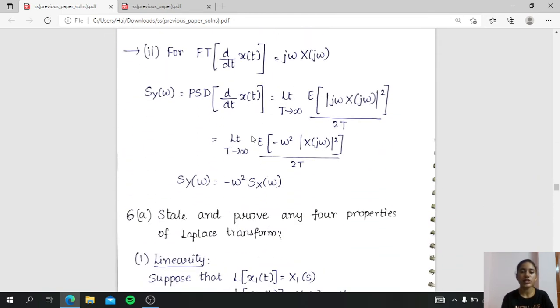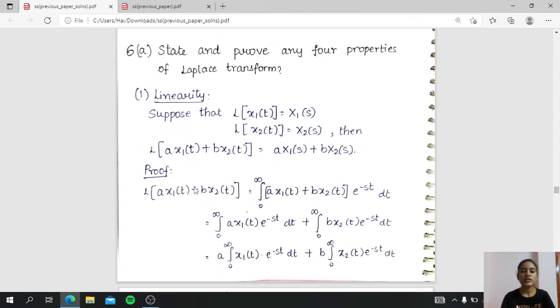Next, find the power spectral density of the derivative of x of t. The Fourier transform of the derivative of x of t is equal to j omega into x of j omega. So Sy of omega is the power spectral density of the derivative of x of t. So the limit T tends to infinity, expected value of j omega into x of j omega whole square by 2T. Here j square is minus 1 and omega square. Take this minus omega square term out, and whatever is left will be Sx of omega.